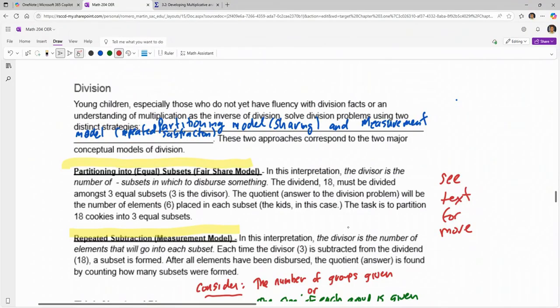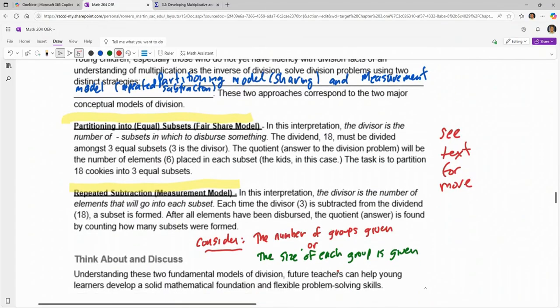Now, partitioning is when the number of groups is given in the situation. For example, when we look at this last description, fair sharing, the task is to partition 18 cookies into three equal subsets. So you know how many groups there are. I have three groups, and I'm going to put six into each.